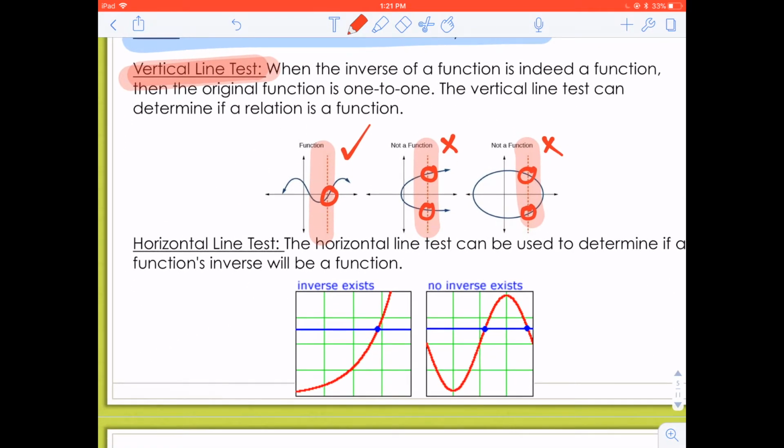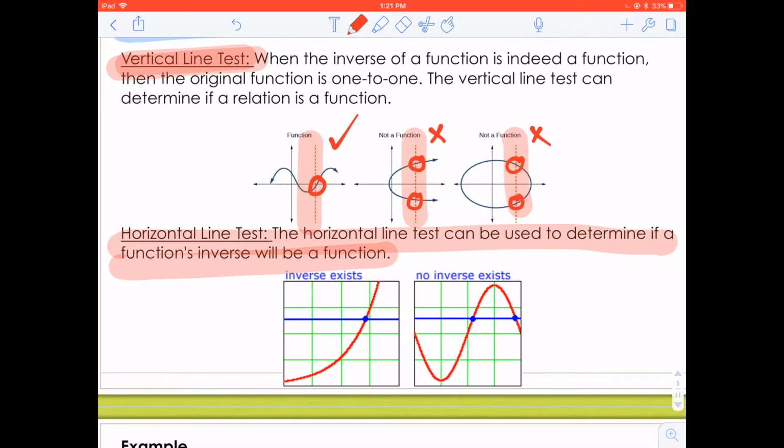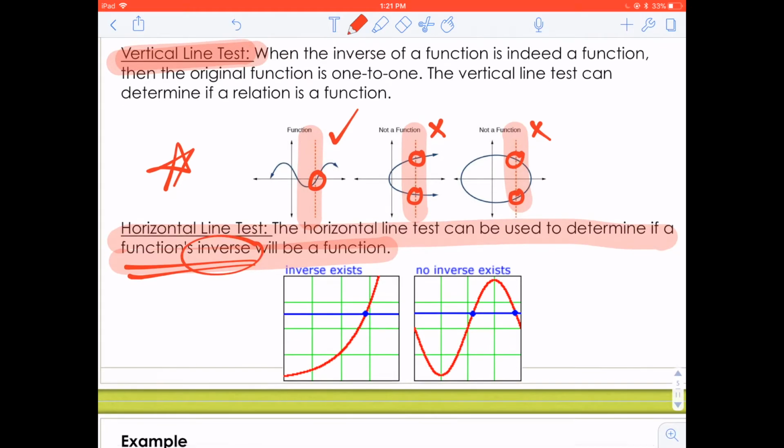We also have a similar test called the horizontal line test, and this can be used to determine if a function's inverse is a function. So vertical line test tells us if a graph is a function. Horizontal line test tells us if the inverse is a function. So it's the same type of thing, you just draw a line that is horizontal instead of vertical. If it crosses more than once, then the inverse is not a function.